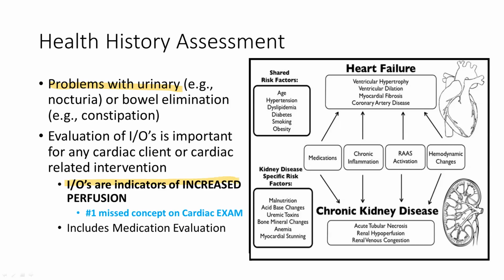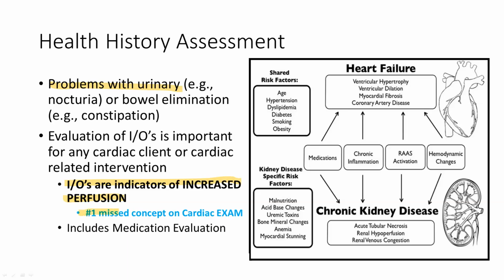I's and O's are indicators of increased perfusion, right? Oxygen, we don't think about it a whole lot, but oxygen is a vasoconstrictor. So we will have clients come in and their blood pressure is 200 over 100 and SpO2 is 80, and then we put them on oxygen, and that oxygen helps their blood pressure stay elevated. So we got to do the things that would compensate for the things that our body would normally do for itself.